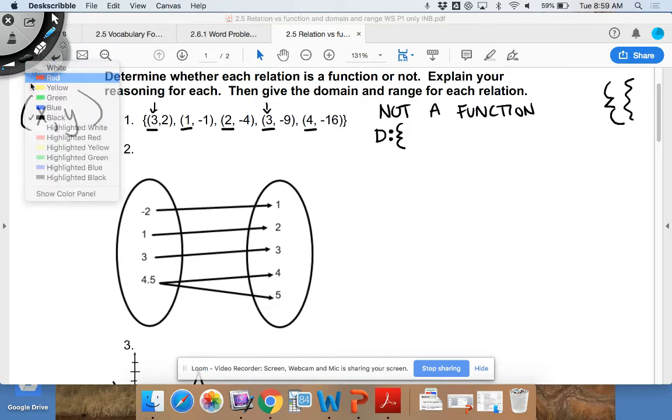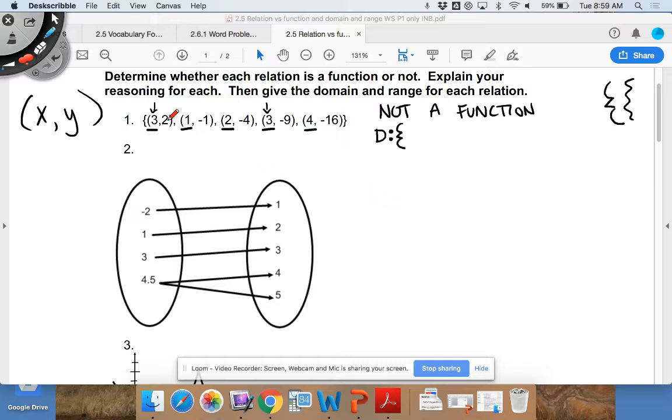Kind of understand that? Now, for domain, we're going to list the x's from least to greatest. So we actually already underlined the x's. So we're going to list them from smallest to biggest. The smallest x I see is a 1, so I'm going to write a 1 and then a comma. The next highest I see is a 2, so I'm going to write a 2 and then a comma.